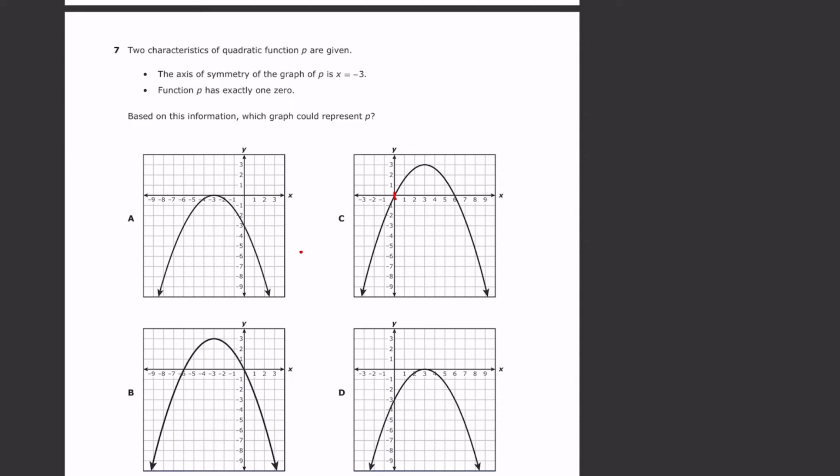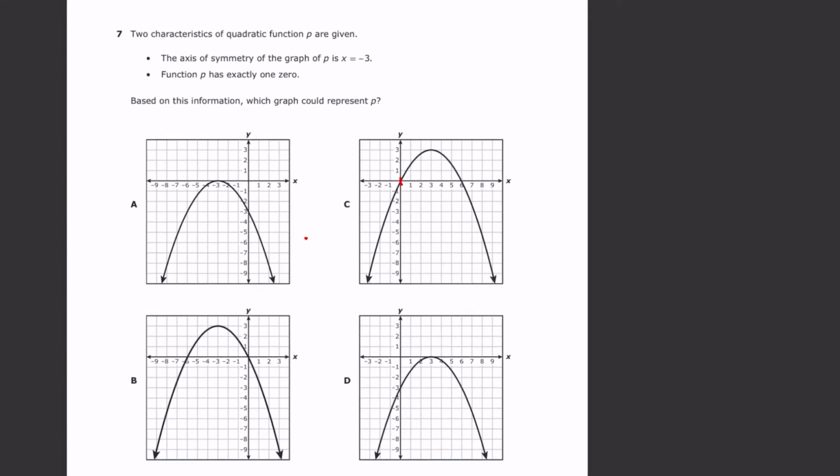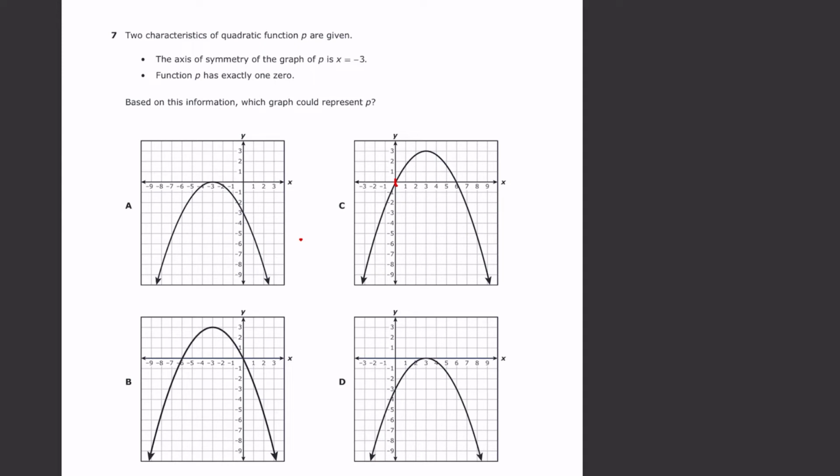So look into the seventh one. Two characteristics of quadratic function p are given. The axis of symmetry of the graph of p is x is equal to minus 3. Function p has exactly 1 zero. Based on this information, which graph could represent p? Now here we are having all of them. It's a quadratic function, so you know that's a parabola, and since all of the graphs are in this way, it is decreasing. So therefore the axis of symmetry of the graph of p is x is equal to minus 3.